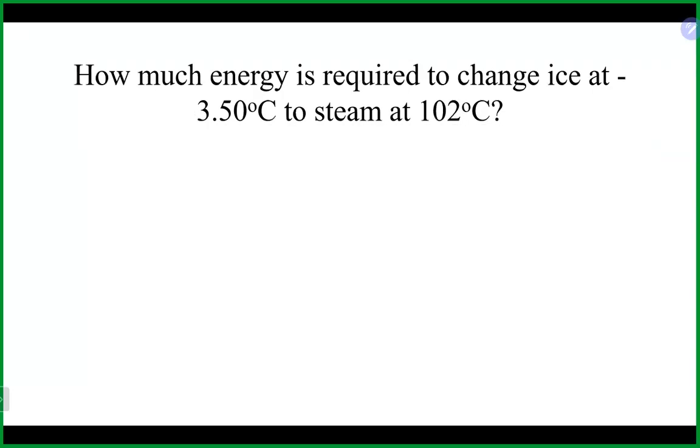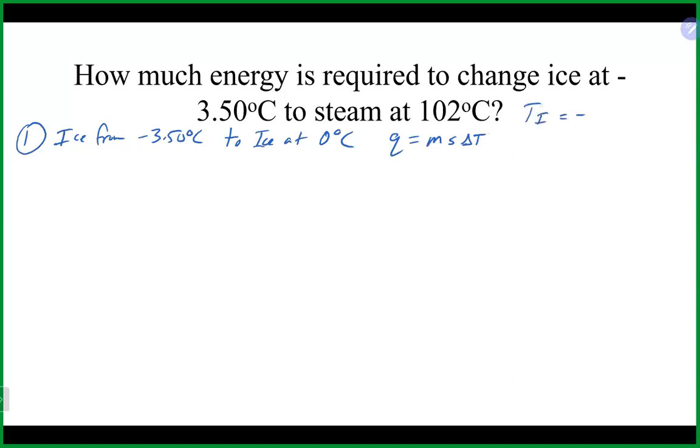So in this case, the very first thing that we would do is take the ice from -3.5 degrees Celsius to ice at 0 degrees Celsius. So this is basically the same phase, but we're changing the temperature. So this is going to be a specific heat calculation. So this is going to be Q is equal to m s delta T. Here our initial temperature is -3.5 degrees Celsius. Our final temperature is 0 degrees Celsius.